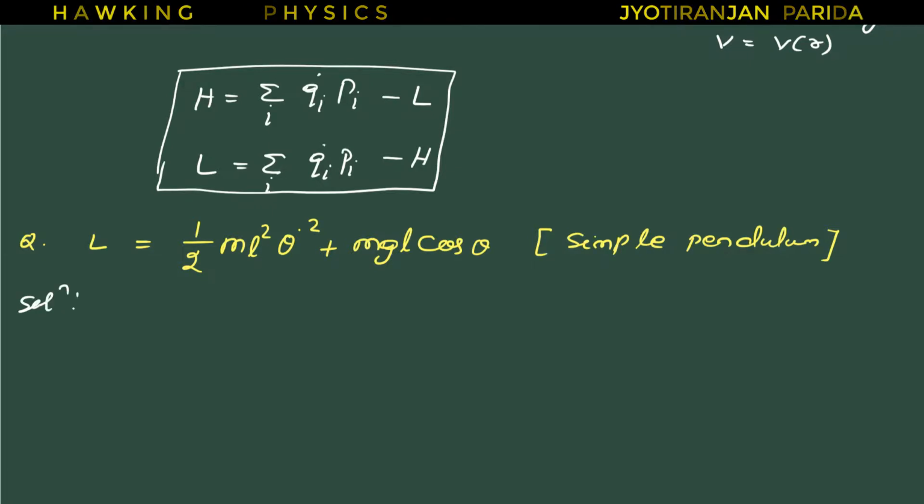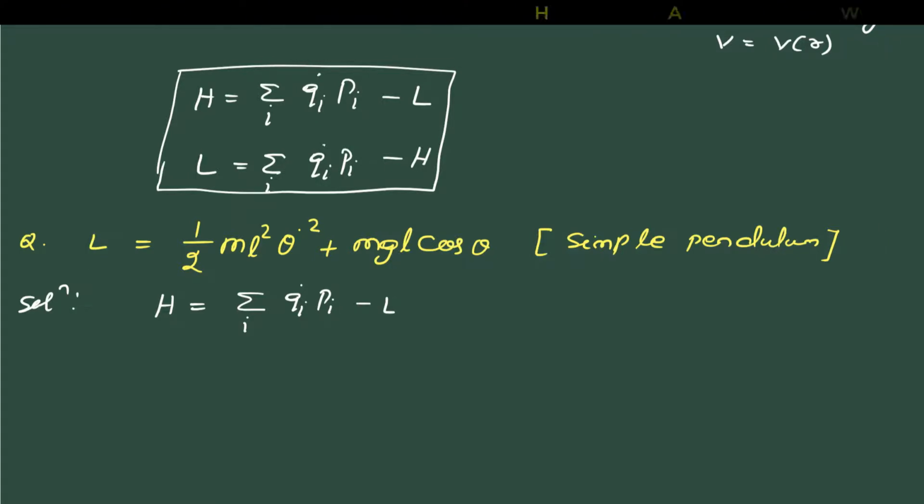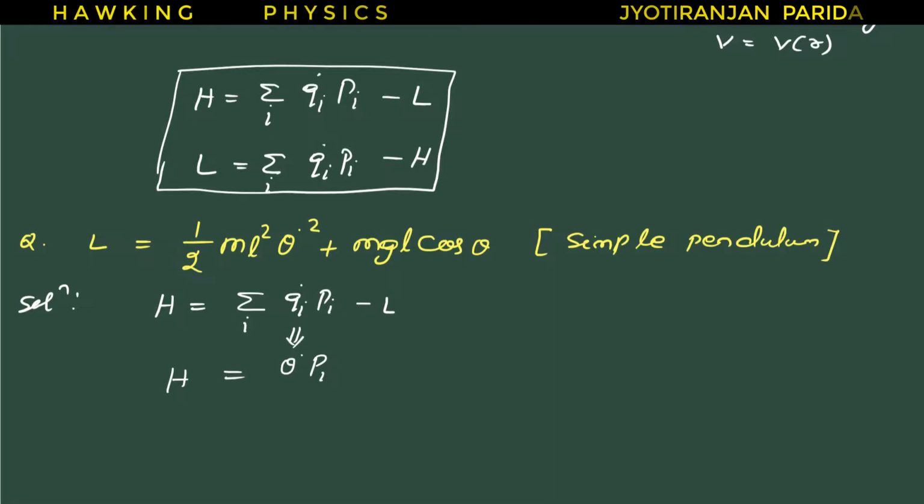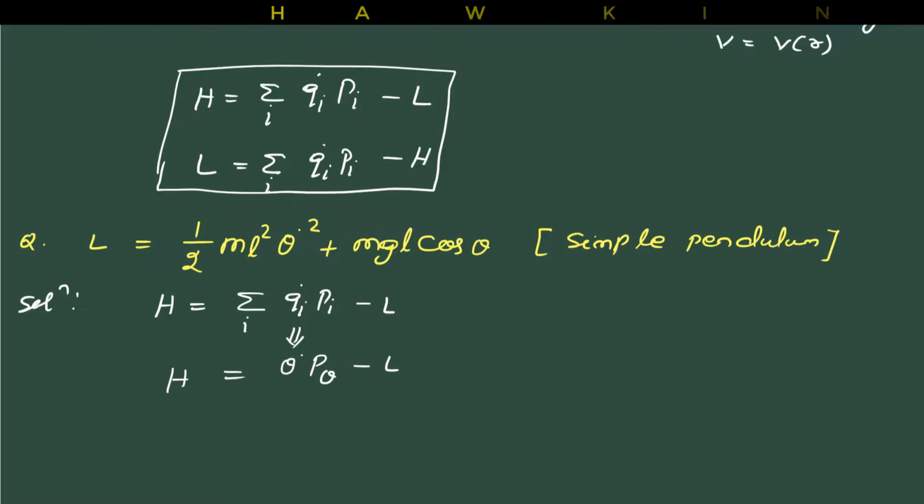Solution is, we know Hamiltonian H is equal to sum over i q_i dot p_i minus L. q_i dot means generalized velocity. Here our generalized coordinate is theta and the generalized velocity is theta dot. So we can write H is equal to theta dot p theta minus L. Then we have to find the p theta term. How can we find out p theta?